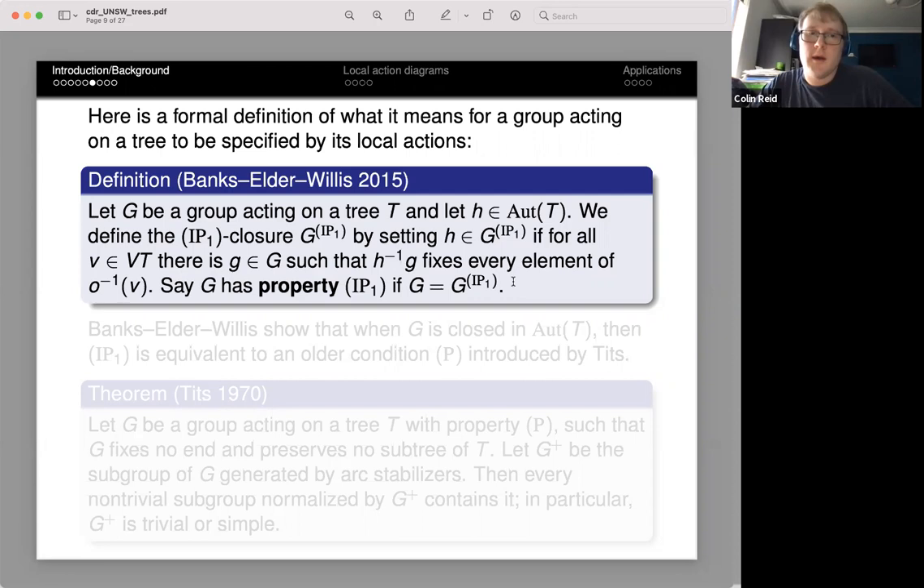So Banks, Elder and Willis actually, that was their main motivation, to consider the k-local action on a tree. And you can define these groups U_k(F), like the Burger-Mozes groups. This is something Stephan Tornier has done. Again, it gets more complicated because you have compatibility conditions. If you choose two neighboring vertices, you can't choose their local actions independently of each other if you go to large radius, because they've got to agree on the overlap.